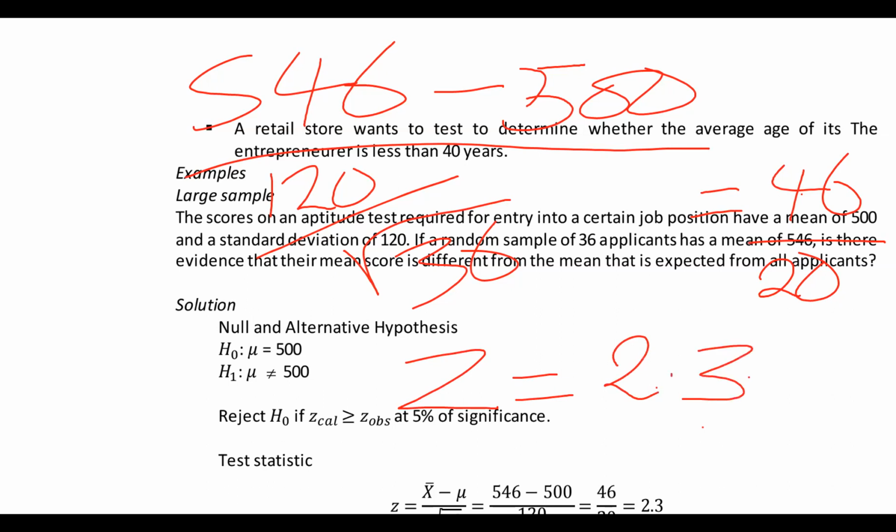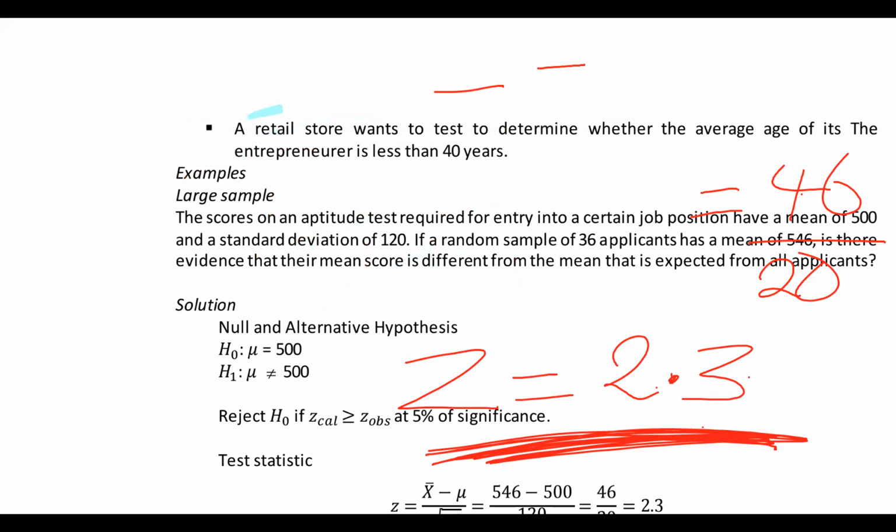2.30. Okay, 2.3 or 2.30. This is the Z value that you have calculated, right? Then you also now need another Z that you get from the table. We call it the Z critical. To help you visualize this data.